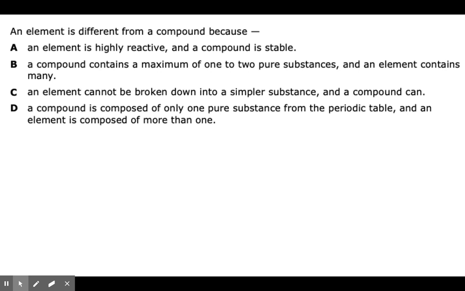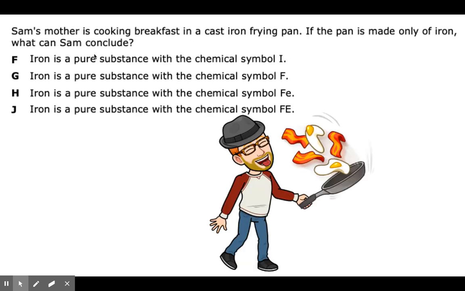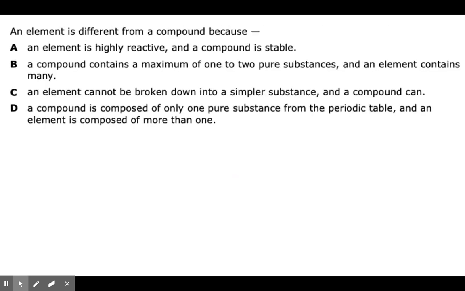An element is different from a compound because, all right, what do we know about elements? They're a single pure substance. A compound is more than one substance combined with chemical bonds. So we know that, so we have to just find the answer that matches it. An element is highly reactive. Well, that's not what makes an element an element. There are some elements that are totally non-reactive, so A is not correct.